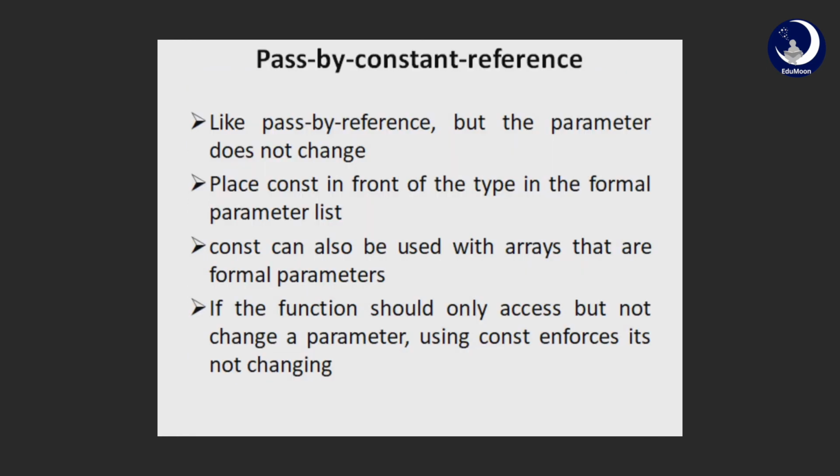Pass by constant reference. This is similar to pass by reference, but the parameter does not change. Place const in front of the type in the formal parameter list. This is basically the way you declare the variable name. And then const can also be used with arrays that are formal parameters. If the function should only access but not change a parameter, using const enforces that it's not changing.